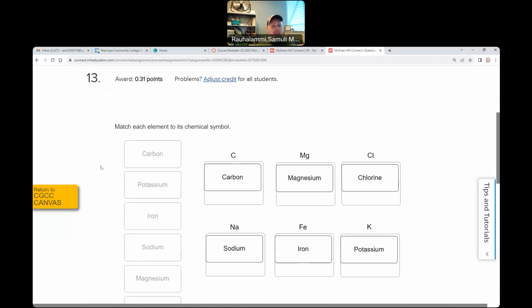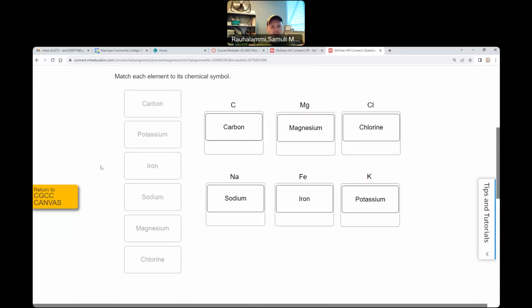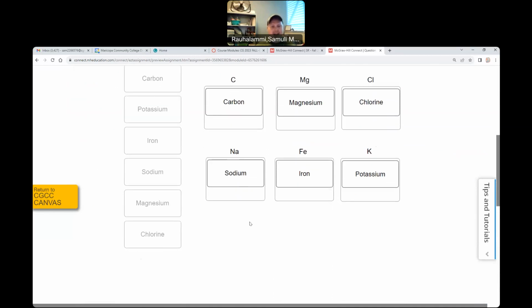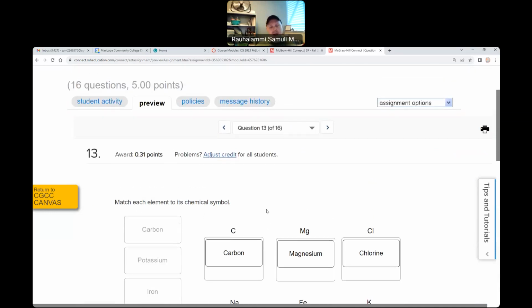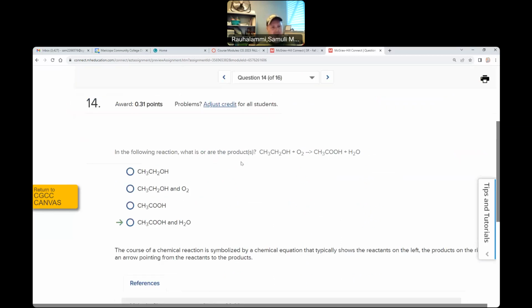Here we are being asked to match elements with their chemical symbols. So we see symbol C for carbon, Mg standing for magnesium, Cl standing for chlorine, Na for sodium, Fe for iron, and K for potassium. And again, you will become more familiar with this the more of those you work through, but the periodic table of elements often relies on these chemical symbols.